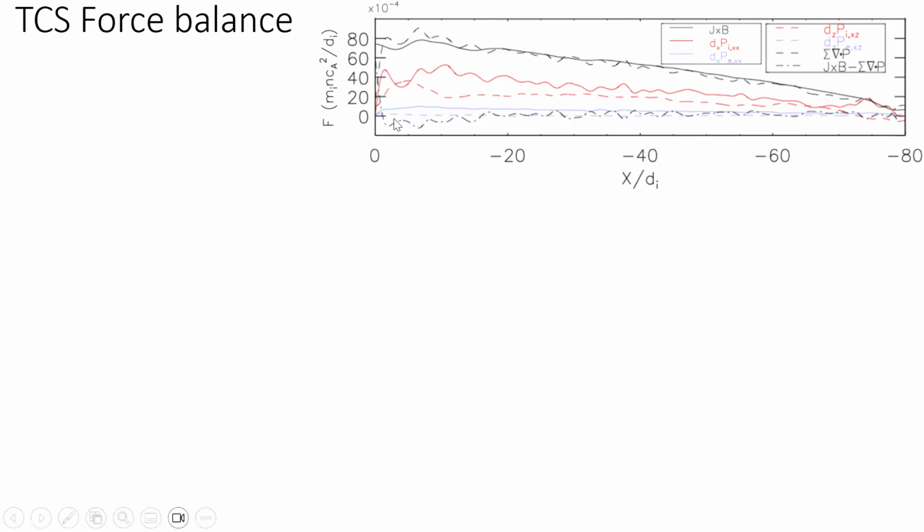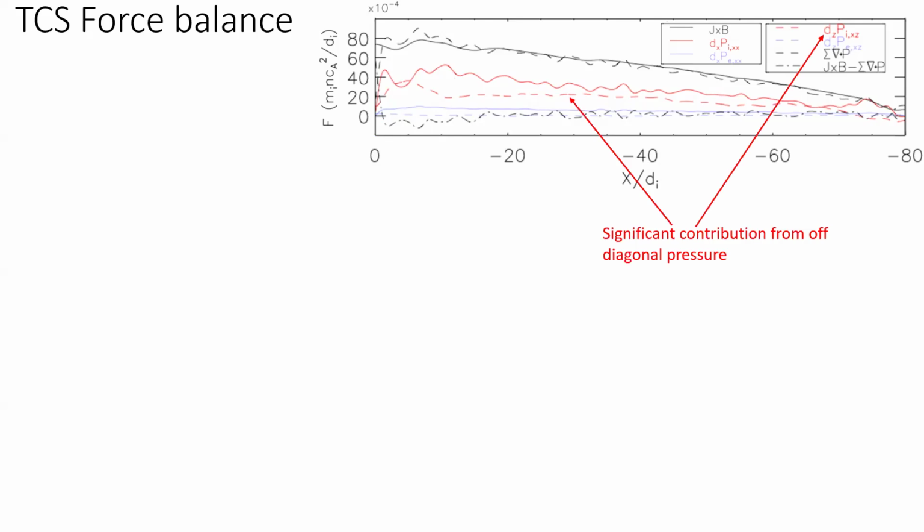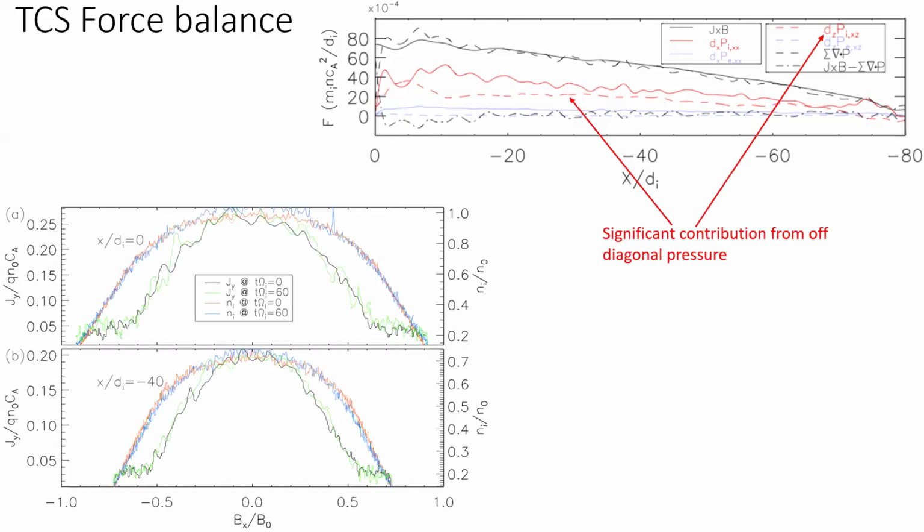What's interesting is that the electron contribution, which are these blue lines, is pretty small, negligible compared to the ions. And you have the ion isotropic pressure, which is this solid red line. But then the dashed red line, that's your off-diagonal pressure component, and that's actually quite significant here. So to understand why it's playing such a big role in the force balance, we look at these two cuts.